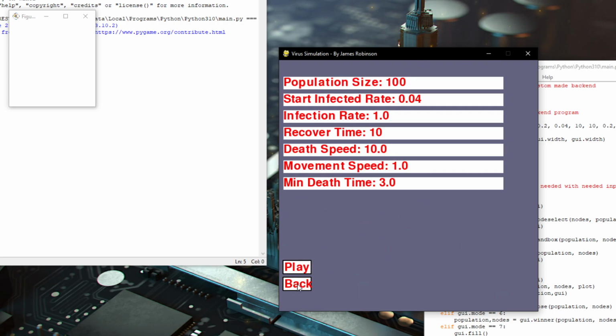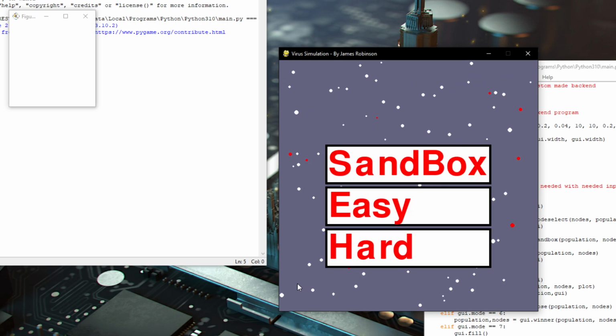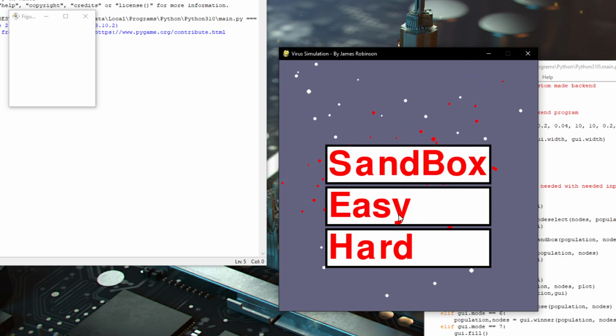There's a few other things we can play with, but that's the sandbox mode. That's the sandbox play menu and the sandbox settings menu. Pretty simple things, nice little ways to play around with things. If you wanted to see, well, if we double the population size, how does that affect the virus? But what's more interesting, I think, is the game mode.